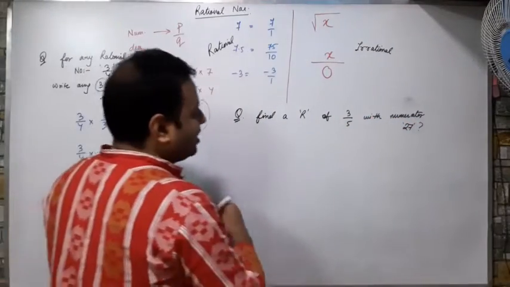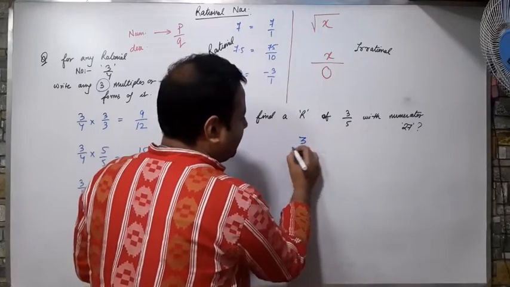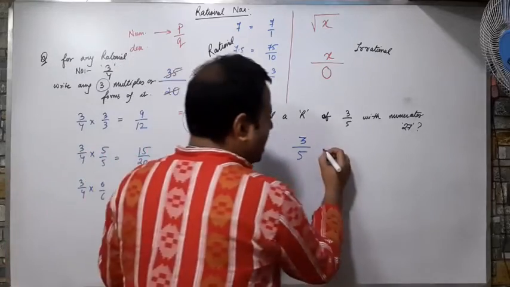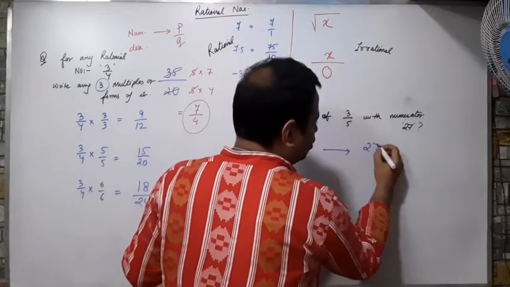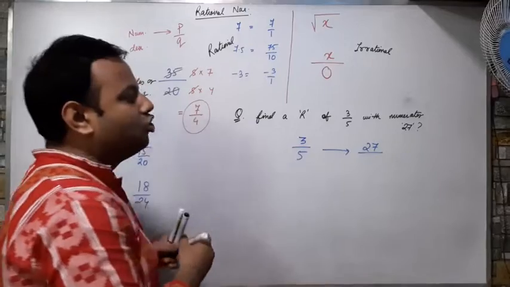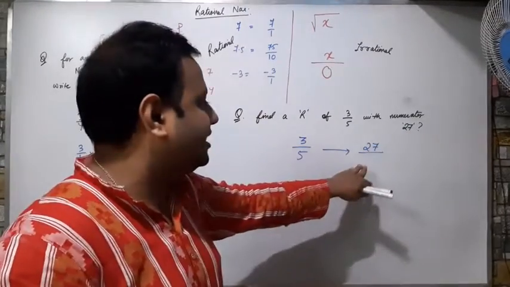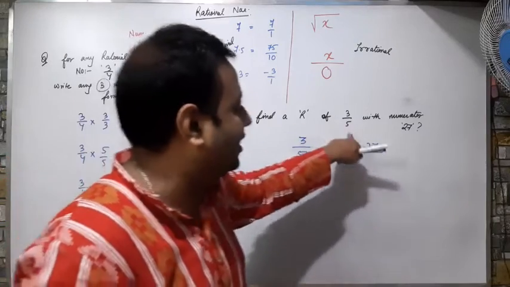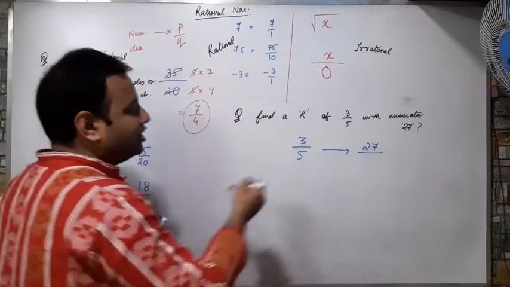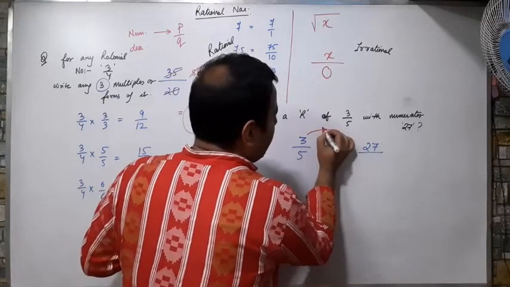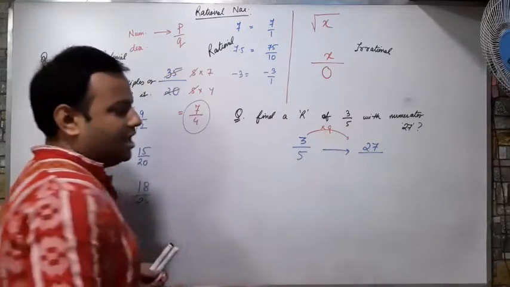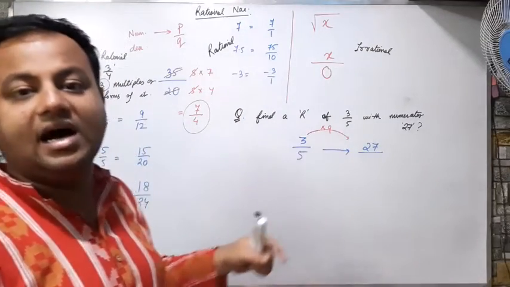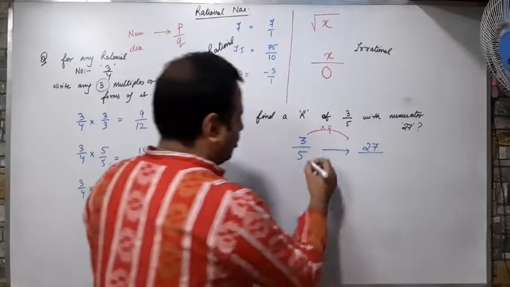It means I am given the question as 3 by 5. This is my numerator and this is my denominator. I have to change it to 27 by something, because the numerator is given as 27 but the denominator is not given. So how can I change this 3 to 27? This 3 can be changed to 27 by multiplying it with 9. If I multiply 9 into the numerator, I have to multiply 9 at the denominator also.